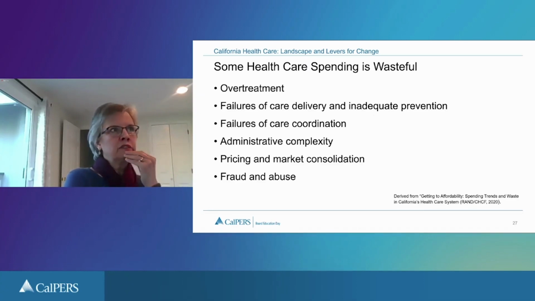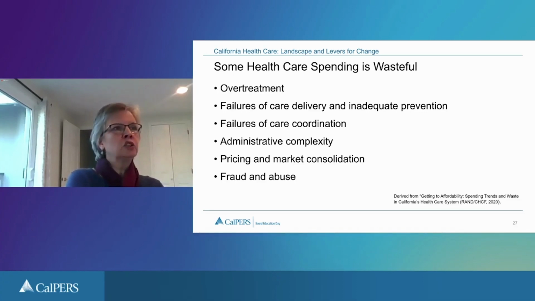Failures of care delivery and inadequate prevention, this category involves cases where earlier intervention could reduce the need for costlier treatment or better management of chronic conditions might prevent expensive hospitalizations. Poor coordination of care involves people receiving duplicate services or care from multiple providers and settings in ways that can potentially compromise outcomes, as well as increase costs.